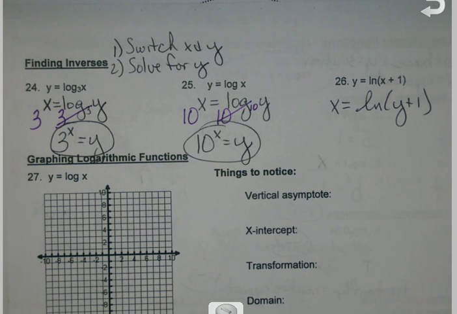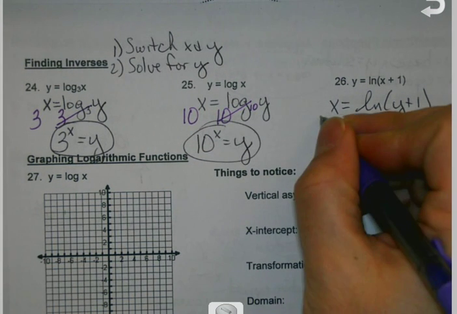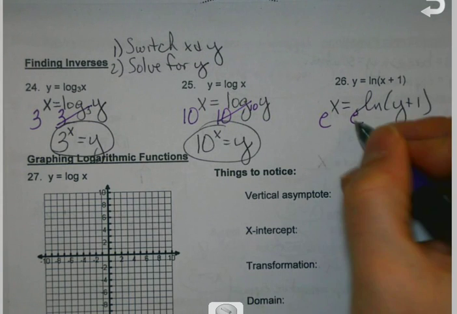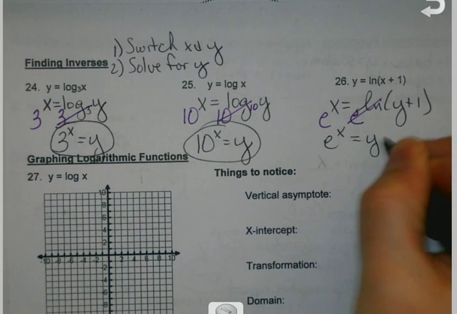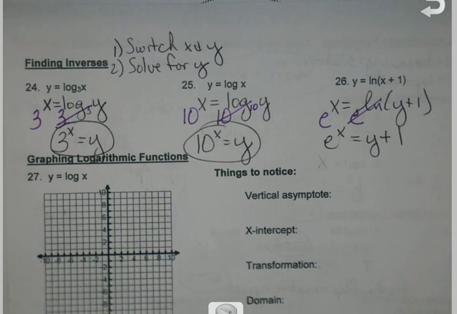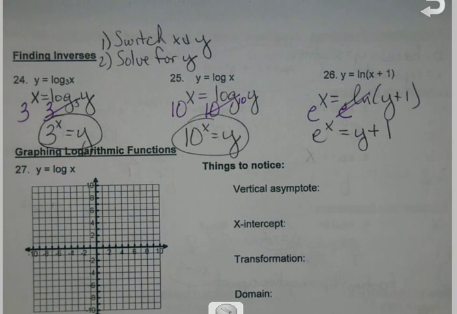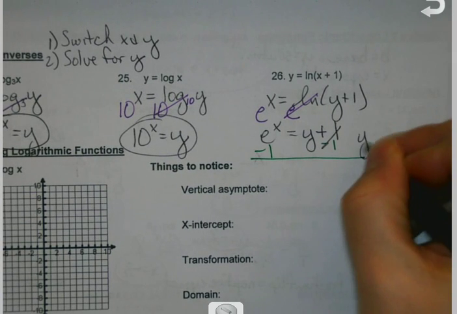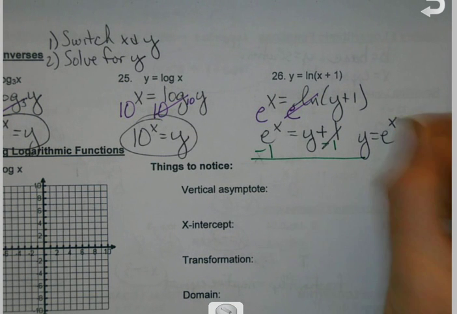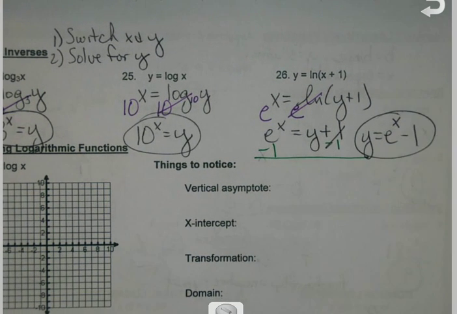So I get here to the end. Okay, now, what's my opposite of ln, a natural log? e. Still exponentiating. This time I have one extra step and I'll be there, because y is not by itself yet. Subtract 1. Now here's the kicker. The 1's not in the exponent. So y is going to be e to the x power minus 1. Not in the exponent though.